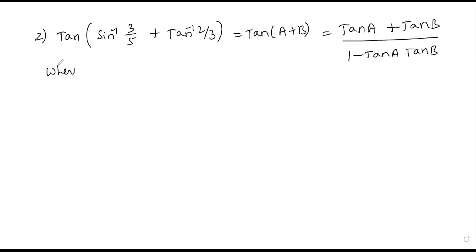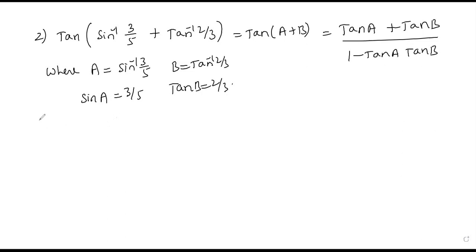Where capital A is equal to sine inverse 3 by 5 and capital B is equal to tan inverse 2 by 3. So from this, tan B is equal to 2 by 3. And from this, sine A is equal to 3 by 5. To get the tan A value, just draw the right angle triangle corresponding to angle A. Sine A is 3 by 5, so opposite is 3, hypotenuse is 5, so the adjacent side will be 4. So from this triangle, tan A is 3 by 4.